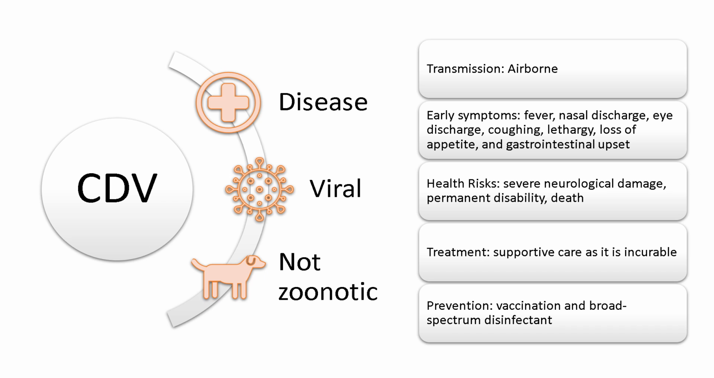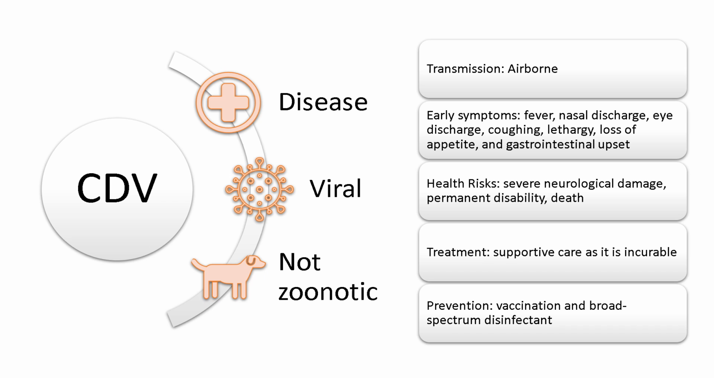Symptoms often start with fever, nasal discharge, eye discharge, coughing, lethargy, loss of appetite, and gastrointestinal symptoms like vomiting and diarrhea. As it progresses, it can affect the nervous system, causing seizures, muscle twitching, and paralysis. Distemper is potentially fatal, especially in young or unvaccinated dogs. It can cause severe neurological damage and permanent disability in dogs that survive the disease. There is no cure, so treatment focuses on supportive care to manage symptoms, prevent dehydration, and address secondary infections.